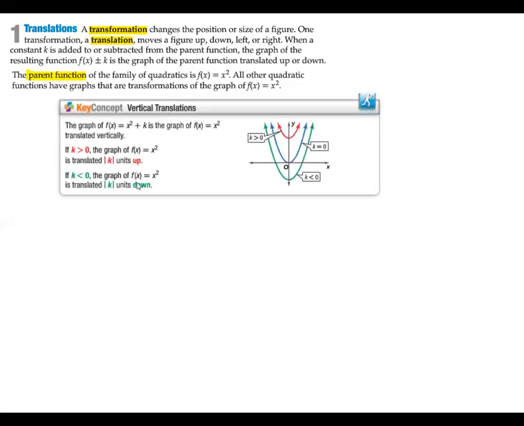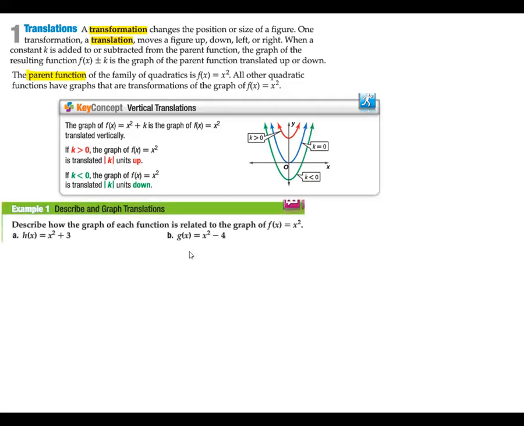All right, so the graph of f of x equals x squared plus k is the graph of x squared translated up or down k units. Basically, if k is being added, so if you have plus k, it shifts it up. It just moves the whole graph up that many steps. If it's plus 5, it moves it up 5 steps. If it's subtraction, it just moves it down however many it says.